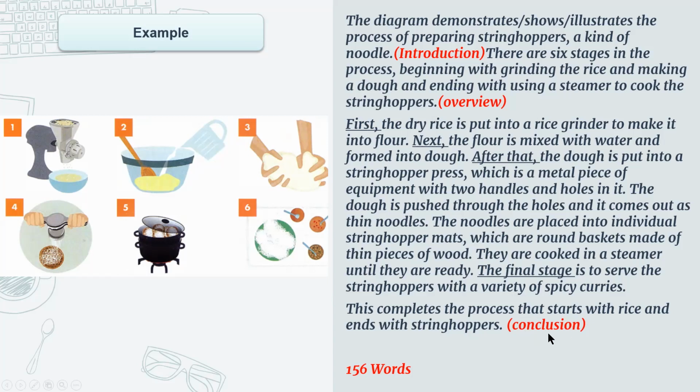Then you end your short essay with the conclusion. This completes the process that starts with rice and ends with string hoppers. Okay, so this is your conclusion. You have the introduction, the overview, and the main body, which describes the steps using sequencing words and the passive voice. Okay, and you end your short essay with the conclusion.